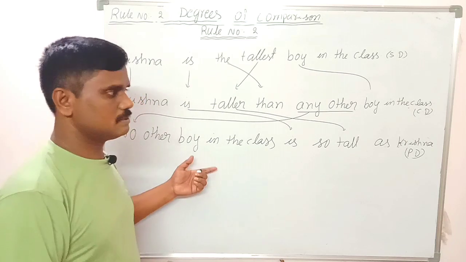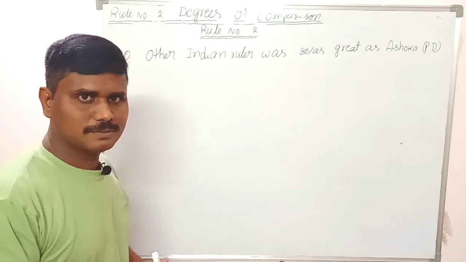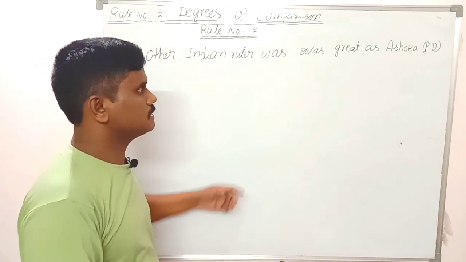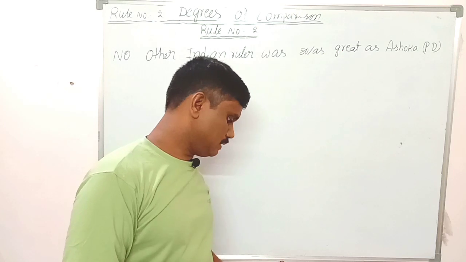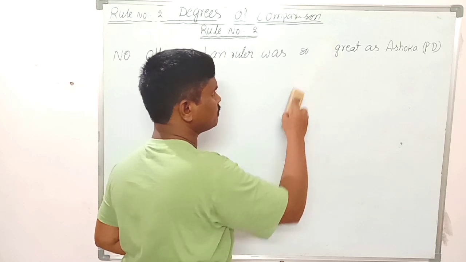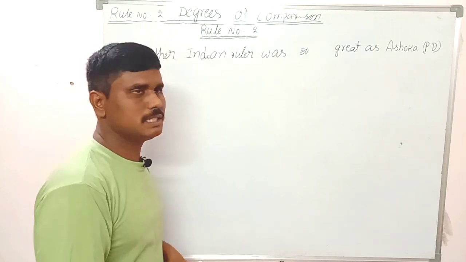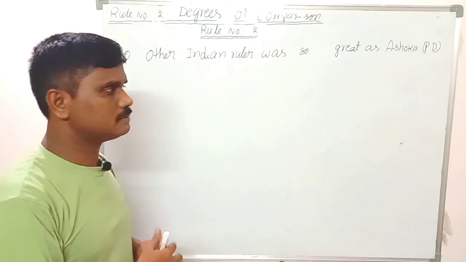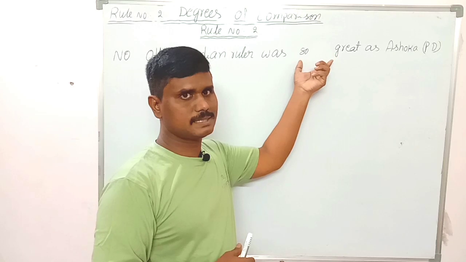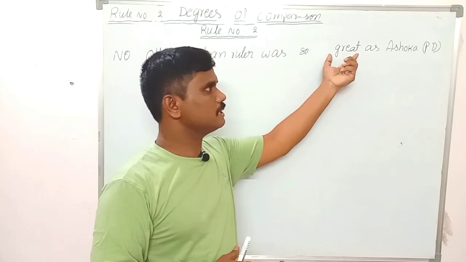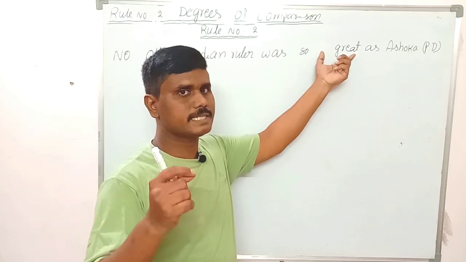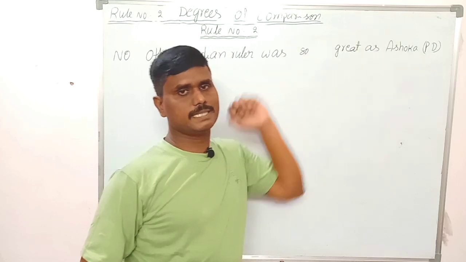I think you understood it very well. Now let us see another example. No other Indian ruler was as great as Ashoka, otherwise so great as Ashoka. You can use any one. It is not at all a problem. Here whenever we find so as or as in the given sentence, in between so as we always use the first form of the adjective, and it is an identification mark of a positive degree sentence.